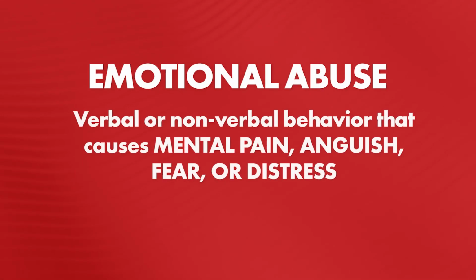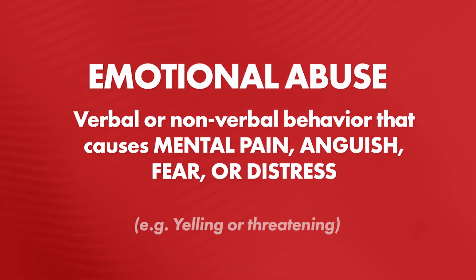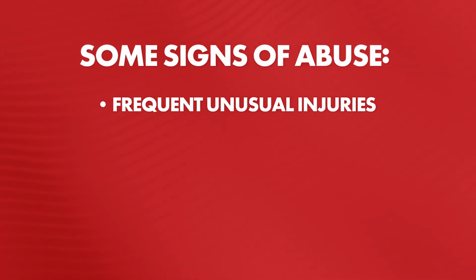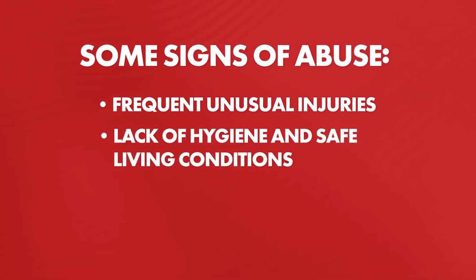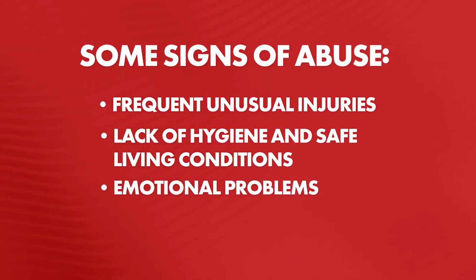Emotional abuse is verbal or nonverbal behavior that causes mental pain, anguish, fear, or distress, such as yelling or threatening. A few possible signs of abuse include frequent, unusual injuries, lack of hygiene and safe living conditions, and emotional problems.